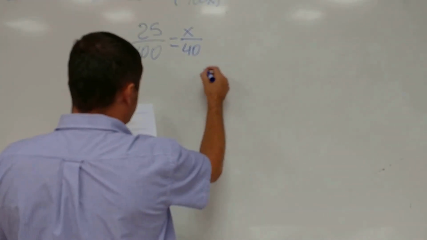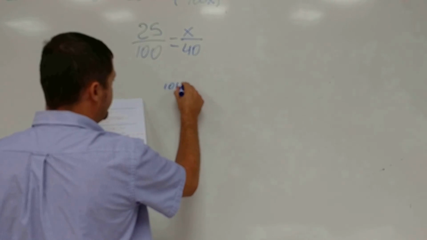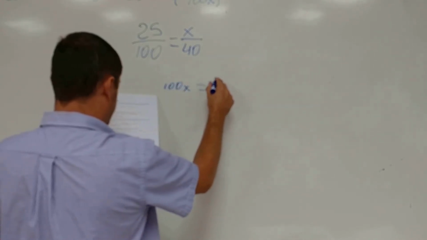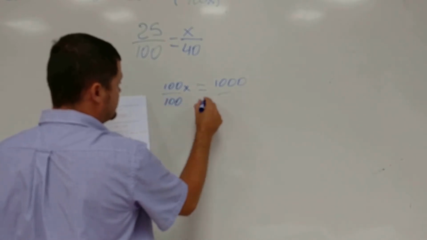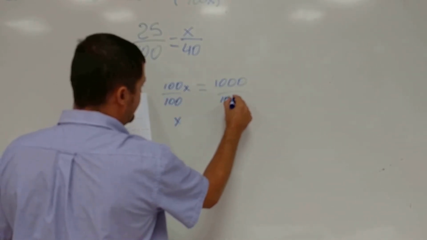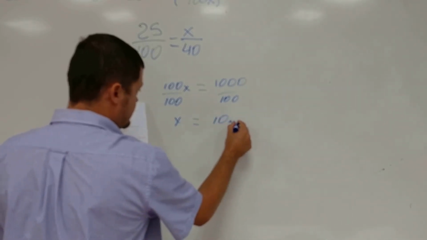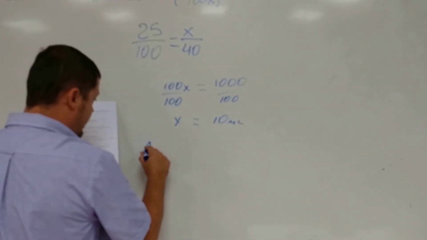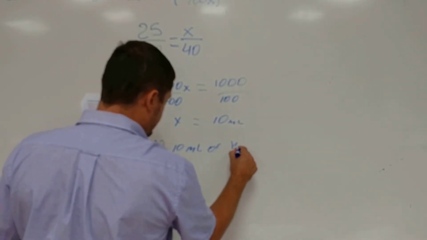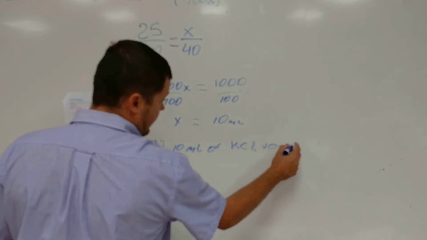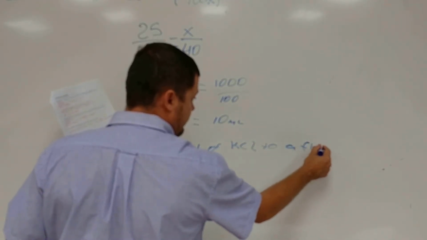So you just basically cross multiply. 100x equals 1,000, and then you solve for x. That's going to give you 10, so x is 10 milliliters. So you would add 10 milliliters of KCl to your measuring receptacle, a flask usually.